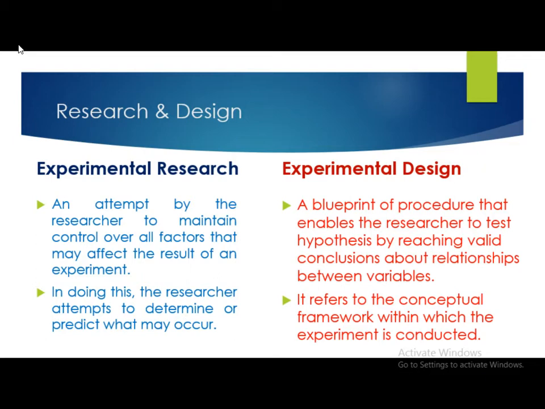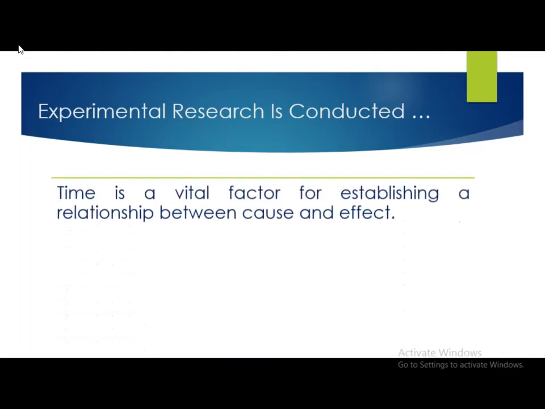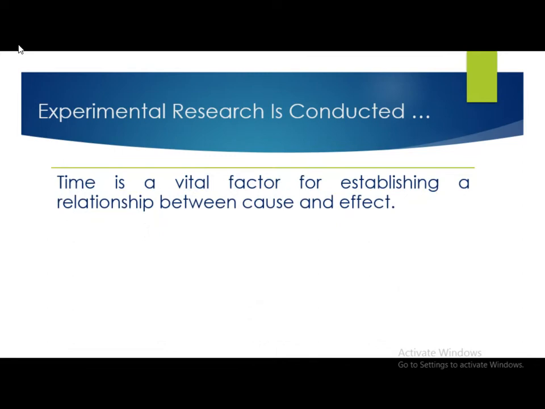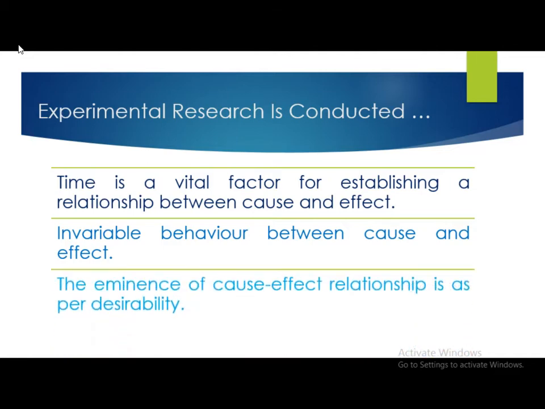Now we will understand under which types of conditions experimental research is conducted. So experimental research is conducted in the following conditions. First condition, time is a vital factor for establishing a relationship between cause and effect. Invariable behavior between cause and effect. The immense of cause-effect relationship as per desirability.